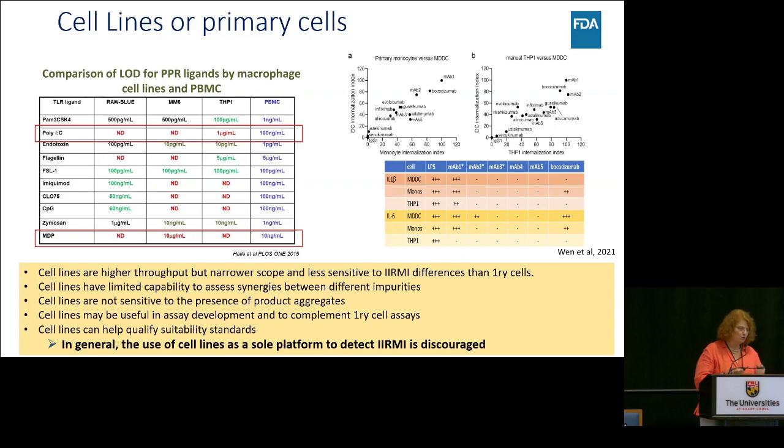However, they are useful in assay development. They are used to complement PBMC assays, and they're very useful, we think, to qualify suitability standards and avoid what was mentioned this morning, the issue of drift. So there's certainly applications for cell-based assays.